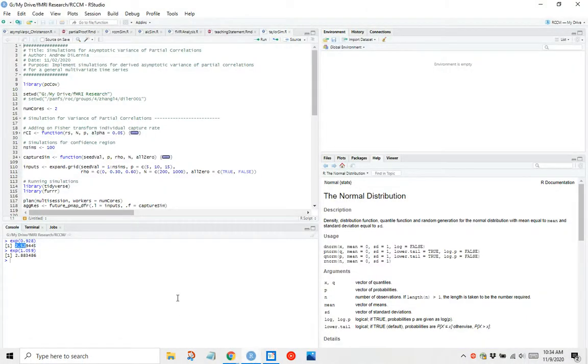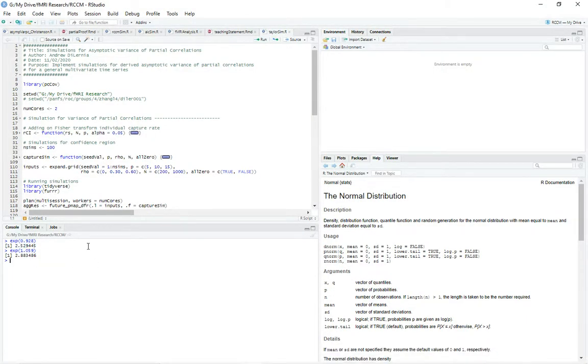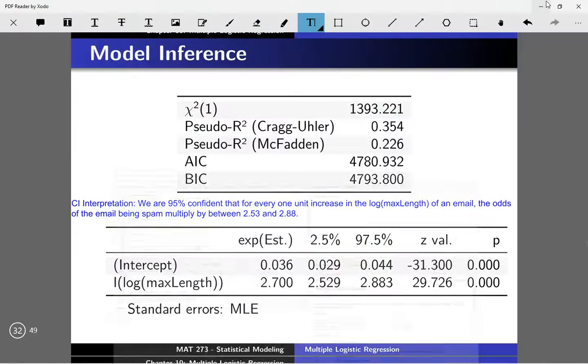Okay, so in other words, for every 2 characters longer the longest all caps word is, the odds of the email being spam multiply by about 6. Okay, so you can't just add 2.5 and 2.5 for a 2 unit increase like we did in multiple linear regression. Now it's on the multiplicative scale. Okay, so it's a little bit different for logistic regression.